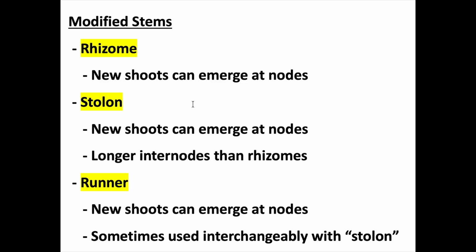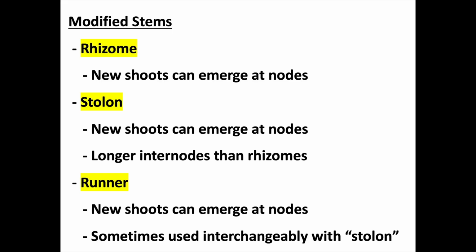with stolon. I'm not going to try to trick you on a test question. Rhizomes are underground. Stolons could be above ground or underground. Runners are above ground. And because these can both be above ground, sometimes they're used interchangeably. But all three of these run horizontally and can make new shoots at the nodes.